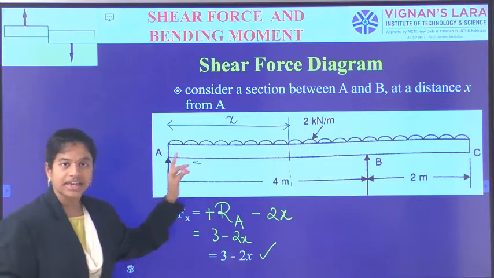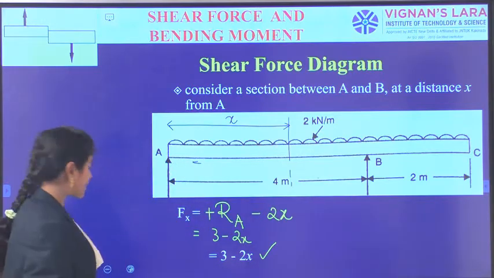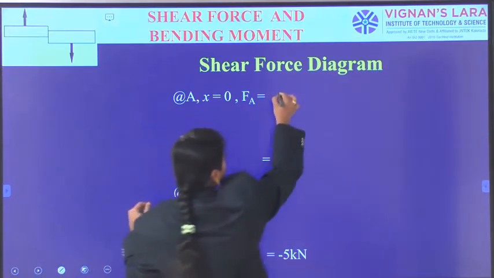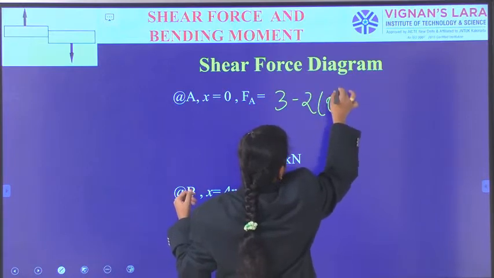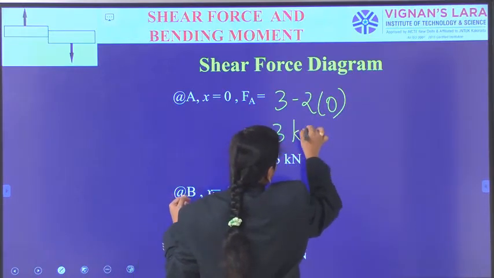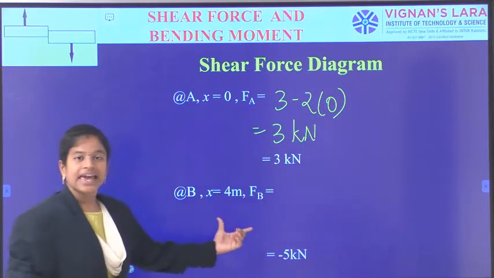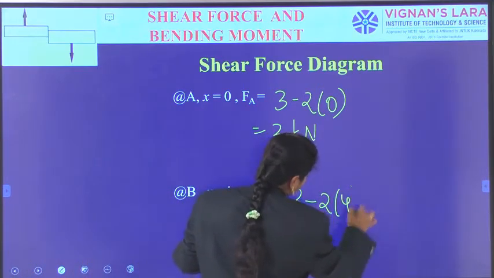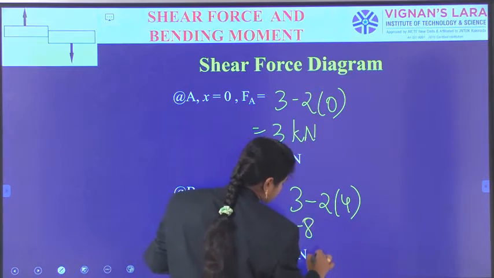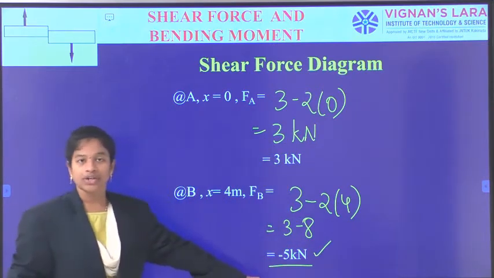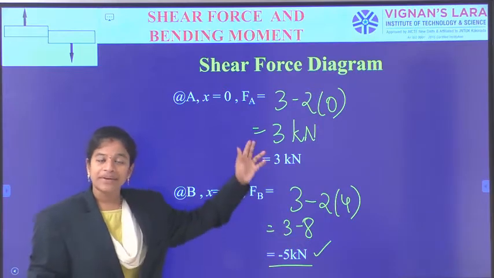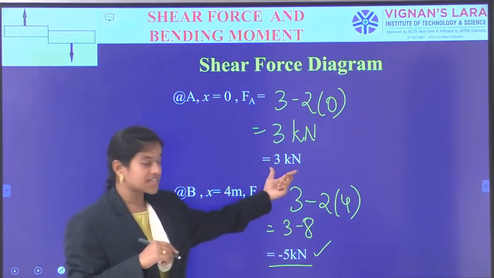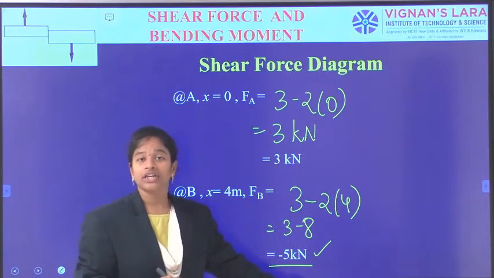At the corner A and at the corner B, what is the shear force we are calculating? Now at A, x is equal to 0. So 3 minus 2 times 0 is equal to 3 kilonewton. Then at x is equal to 4, at the support B, 3 minus 2 into 4, which is 3 minus 8, equal to minus 5 kilonewtons. In this way, we complete the shear force calculation at support A and at support B. So this is 3 kilonewton and this is minus 5 kilonewton.